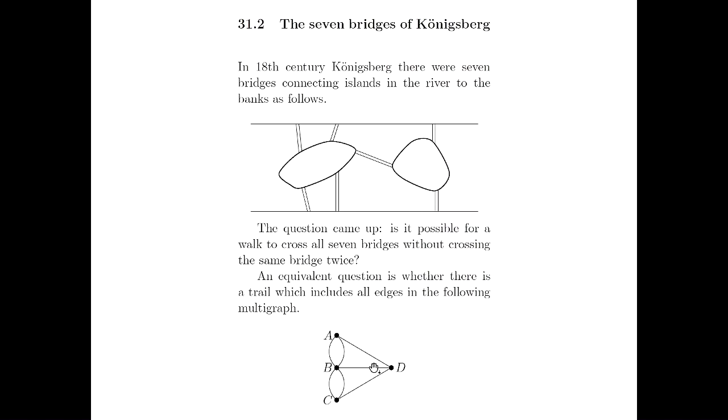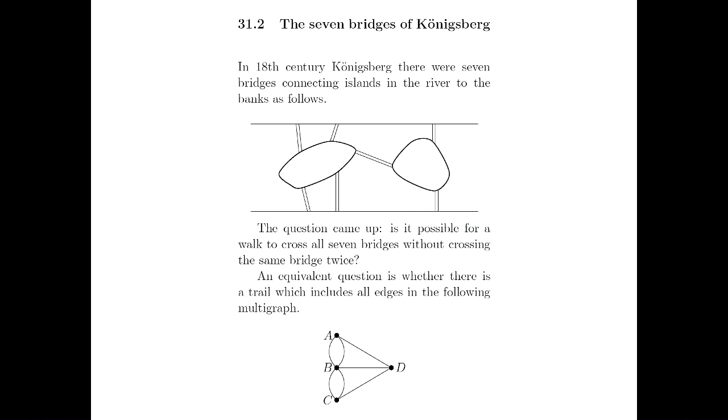We won't do this in general, but let's talk about this multigraph. We can see how, if we think of A as this top bank and C as this bottom bank, and B and D as the 2 islands, then this is what Königsberg, or 18th century Königsberg, looks like as a multigraph, right?